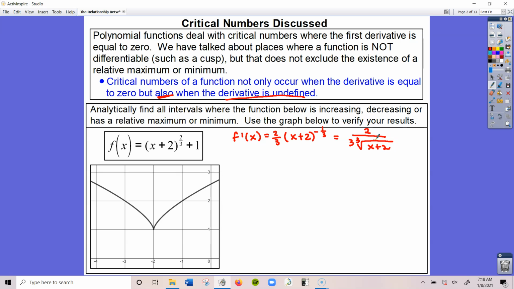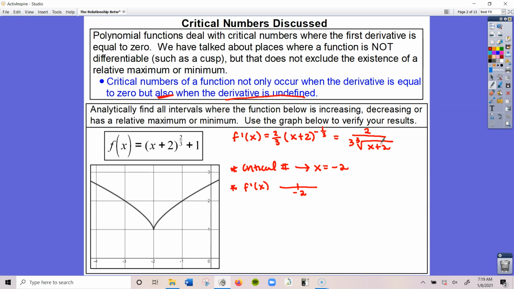Now, as you can see, at x is equal to negative 2, my denominator would equal 0, meaning that the derivative of the function is not differentiable at x is equal to negative 2 because it is undefined. However, that is still our critical number. So I'm going to still create my number line using negative 2. And now I'm going to plug in some numbers.